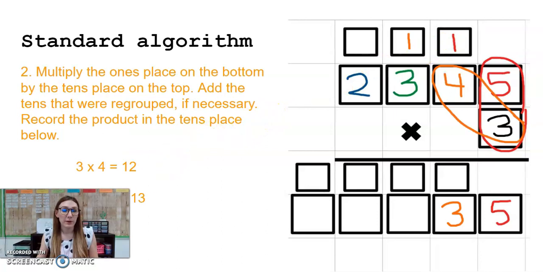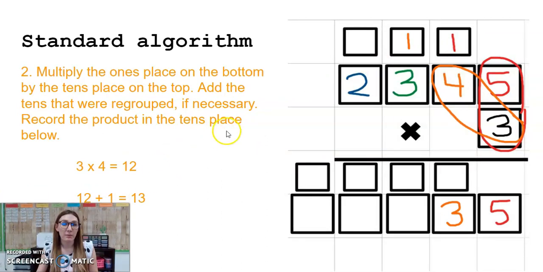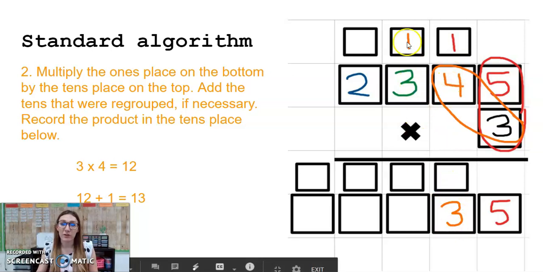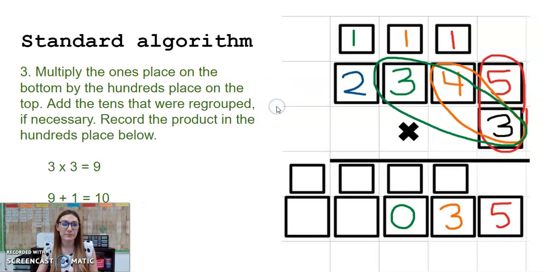Then I'm going to multiply the ones place on the bottom by the tens place. So I'm multiplying this single digit by every place in this 4-digit number. So I'm going to multiply the ones place by the tens place. So 3 times 4 is 12. And I'm going to add any tens that were regrouped. So this 1 plus 12 gives me a total of 13. So I'm going to drop that 3, and I have to carry the 1 to the hundreds place.